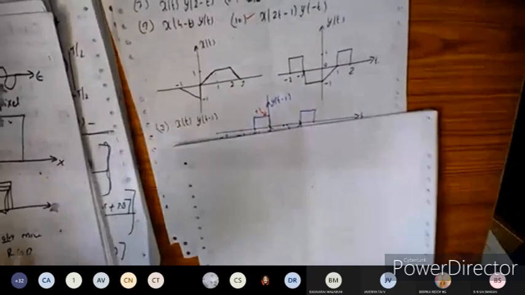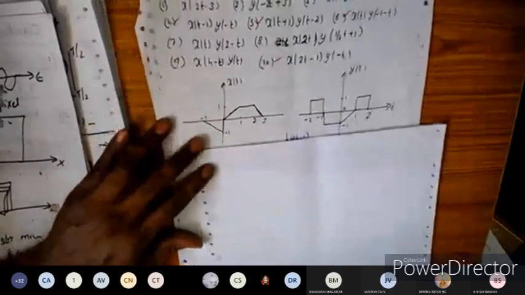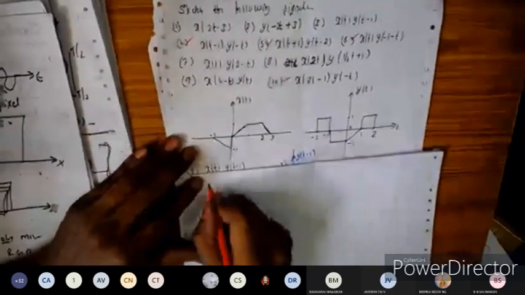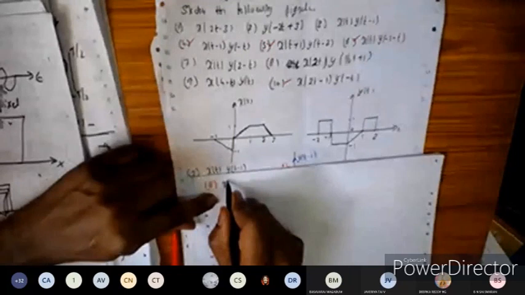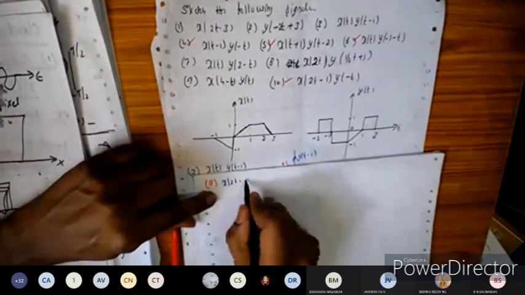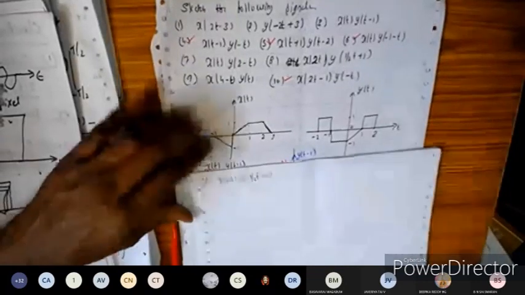So take the next one, which is x of 2t into y of 1 by 2t plus 1. Okay, so the eighth one. So it is x of 2t. So first we need to perform the scaling. So 1 by 2t plus 1.